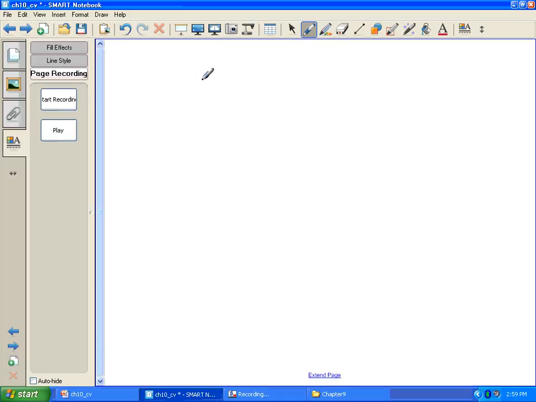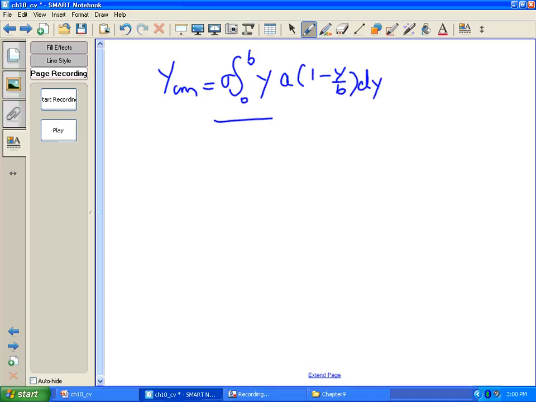There we go. All right, so once again, just to remind you, y center of mass, when we make our substitution, we have the integral from 0 to b of y, and I'm going to pull out sigma right here and factor out the a so that I end up with a times 1 minus y over b times dy in the numerator. In the denominator, factor out the sigma, integral from 0 to b, a times 1 minus y over b dy.